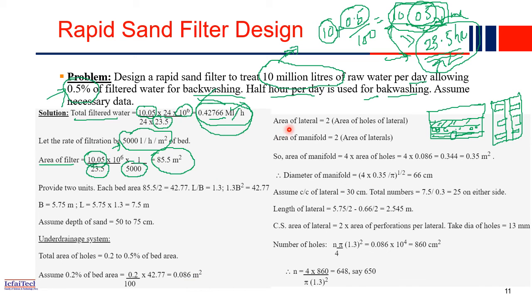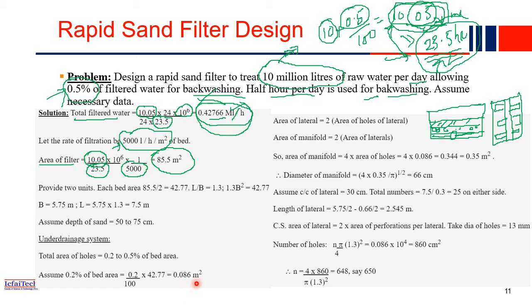Now for the area of lateral, we also saw in the last slide that we can consider 2 times the area of the holes of a lateral. The holes of a lateral we already computed as 0.86. If you multiply it by 2, you will get the area of lateral. And simply the area of manifold will be 2 into the area of lateral. So whatever you computed in this step, if you multiply it by 2, you will get the area of manifold. The manifold, meaning this middle center pipe, will be 4 times the area of hole, 2 into 2, 4 times the area of hole.